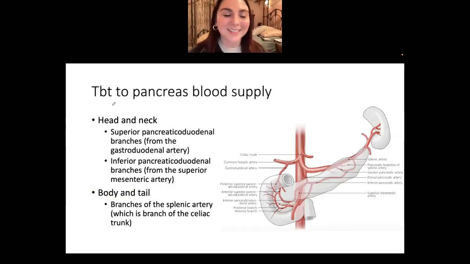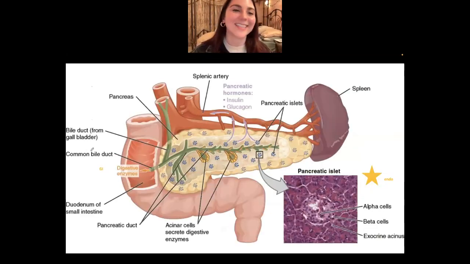Pancreas blood supply is important. This is from the GI video, but I put it here again. Remember, the head and neck are supplied by the superior pancreaticoduodenal branches, which are branches of your gastroduodenal artery, and the inferior pancreaticoduodenal branches, which come from the superior mesenteric artery. The body and tail are branches of the splenic artery, which itself is a branch of the celiac trunk. GI blood supply never goes away.